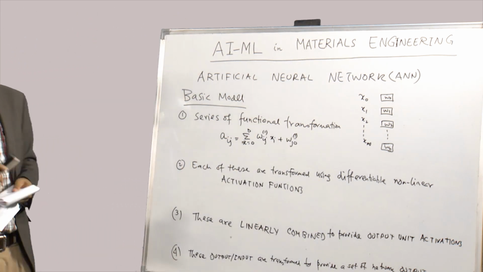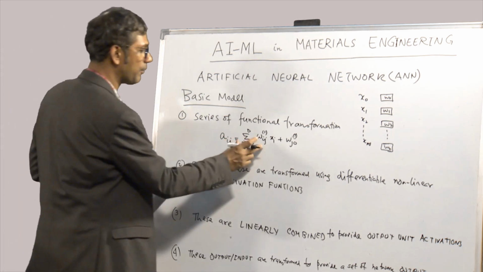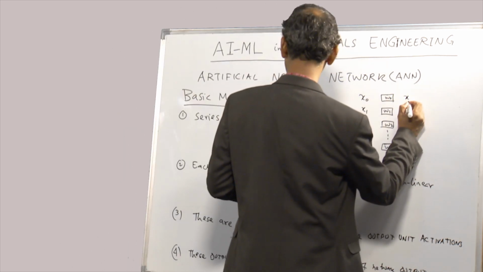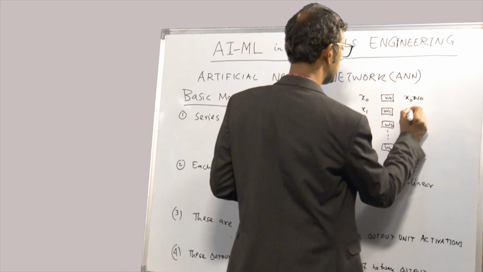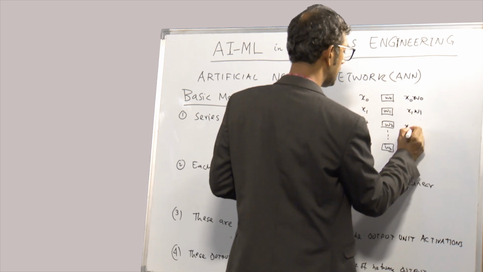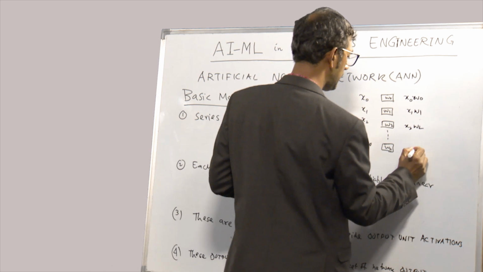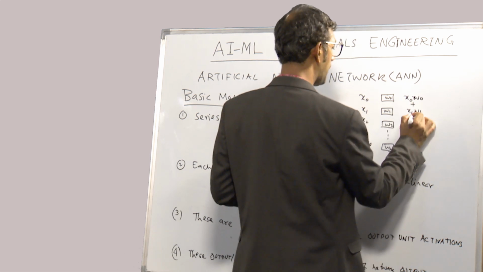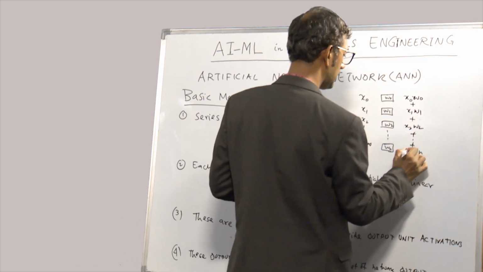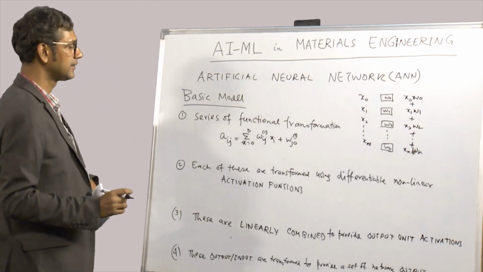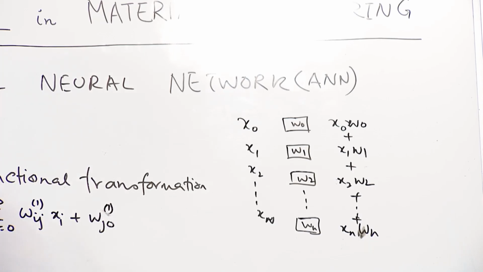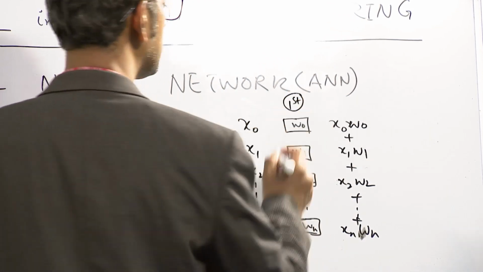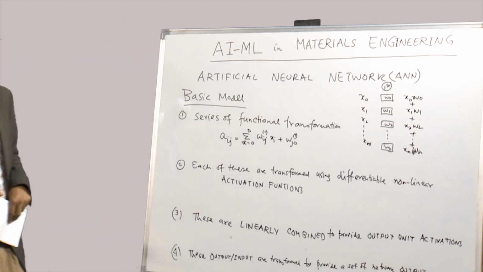Okay, now let me explain this. What have we done? We are linearly combining these and summing them up. This gives me x0 w0, x1 w1, x2 w2, up to xn wn. These are linearly combined and added. This is what is done in the first layer. Remember, this is the first layer. I can have many layers possible. As I said, it is a parallel processing system, so you can have many layers.